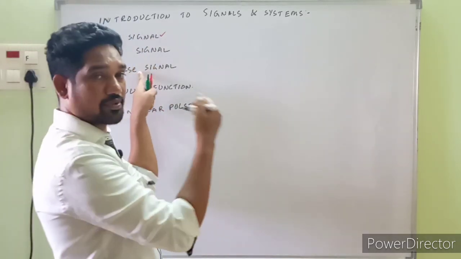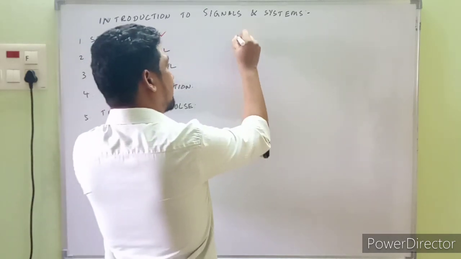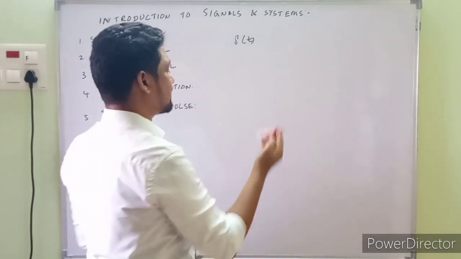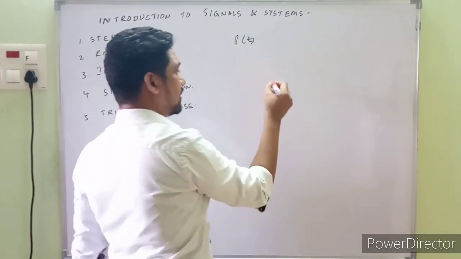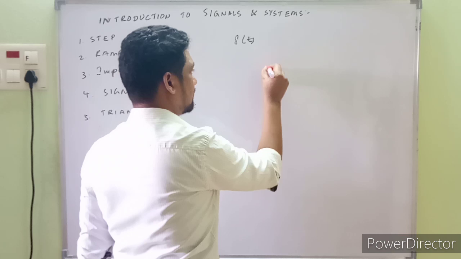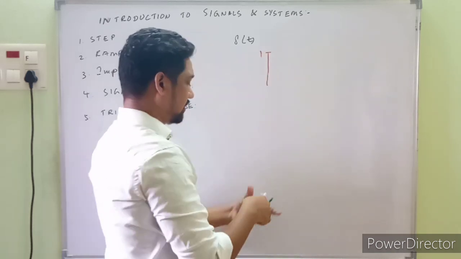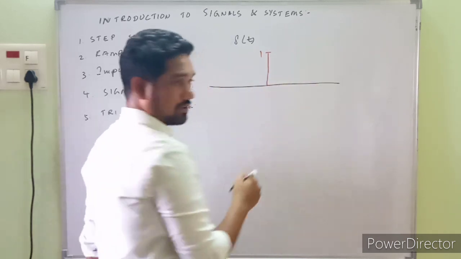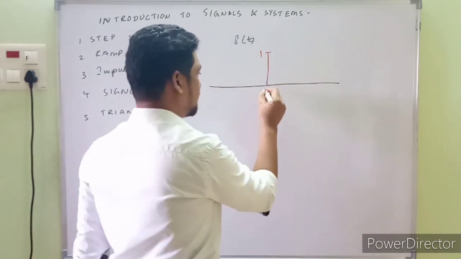Moving ahead, another important signal is impulse. How to represent that? It's a del of t, and it's simply a unit impulse function. It looks like this with the amplitude 1. It's amplitude 1 with t on the horizontal axis, at t equal to 0.